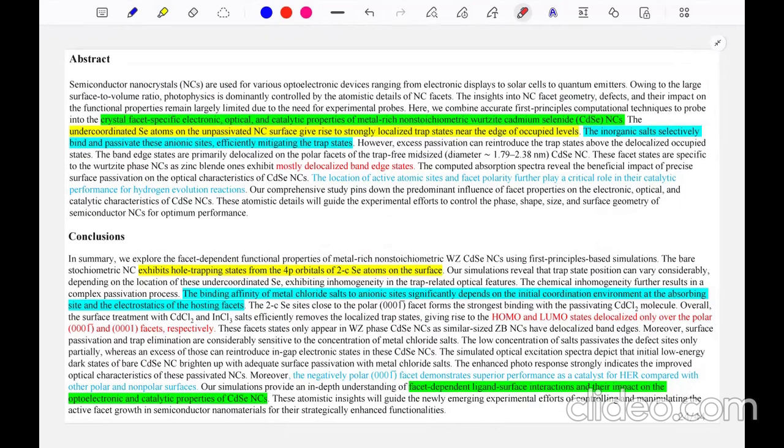Similarly, here also they are discussing facet-dependent ligand-surface interaction and their impact on the optoelectronic and catalytic properties of the cadmium selenide nanocrystal.